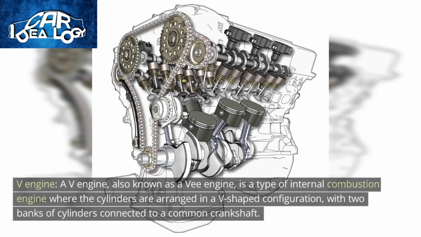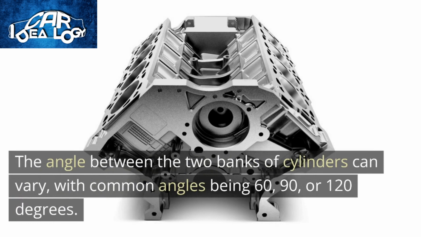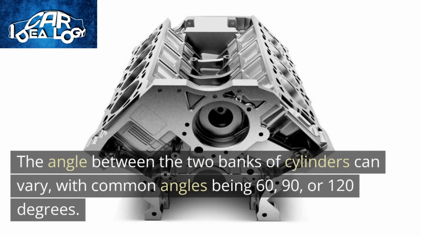V-engine. A V-engine is a type of internal combustion engine where the cylinders are arranged in a V-shaped configuration, with 2 banks of cylinders connected to a common crankshaft. The angle between the 2 banks of cylinders can vary, with common angles being 60, 90, or 120 degrees.